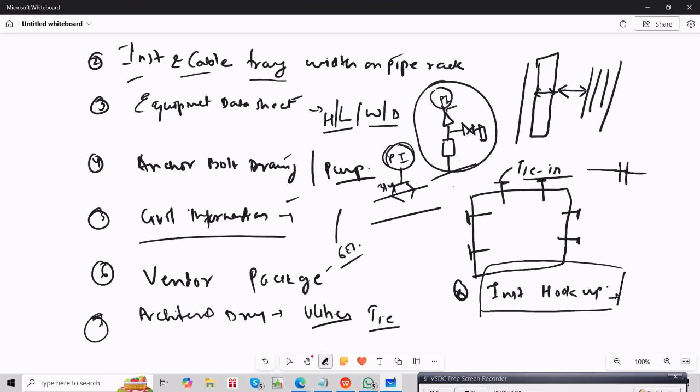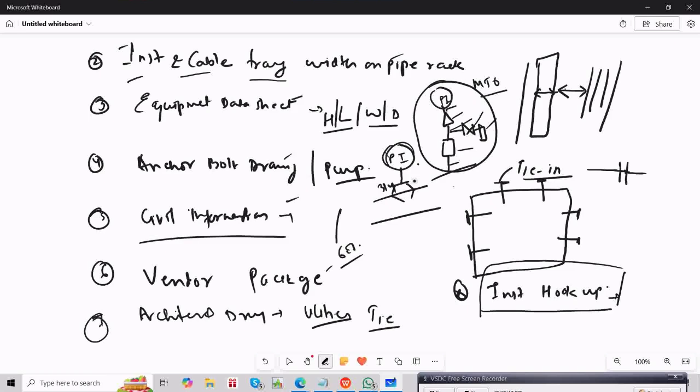Components: see this nipple, reducer, T, needle valve, plug, and then there is one more isolation valve and then one more nipple, right? Or you can say a pipe piece of 100 mm. So this much of MTO is missing from the P&ID.